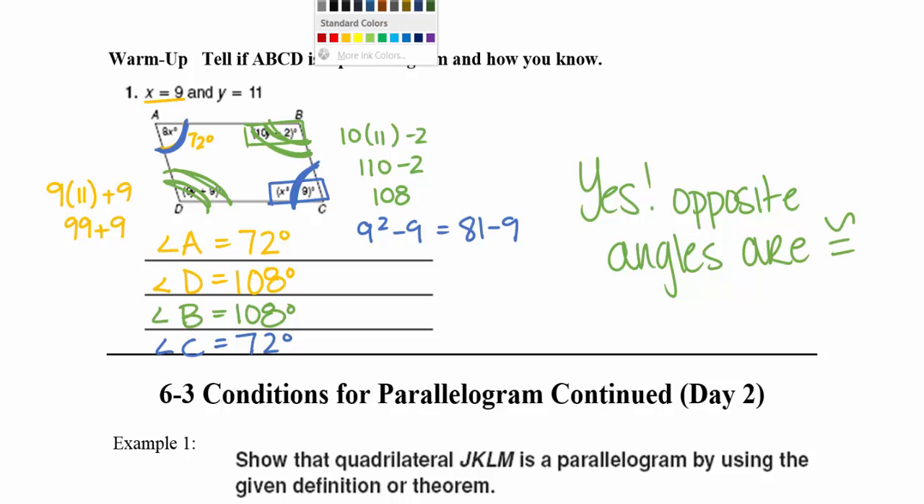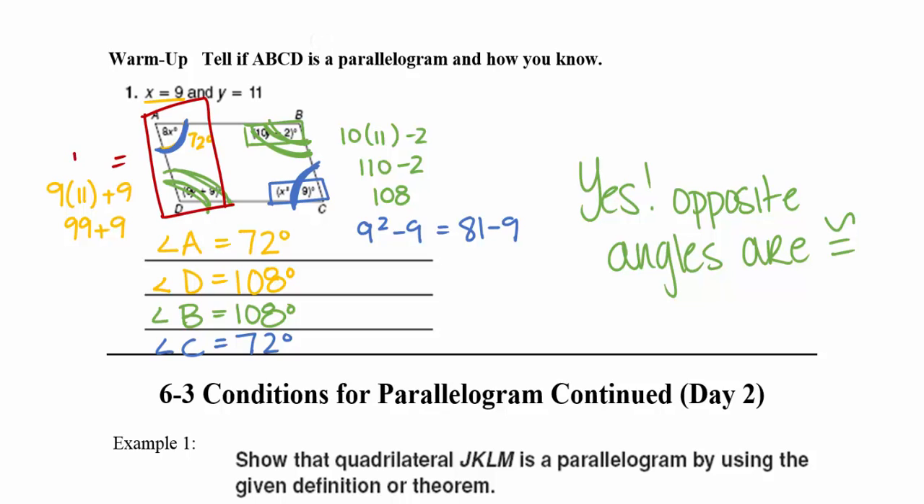You could have gone a different way with this, and you could have said because 72 and 108 add up to 180, and 72 and 108 this way also add up to 180, that both of those are supplementary. That also tells us that it's a parallelogram.